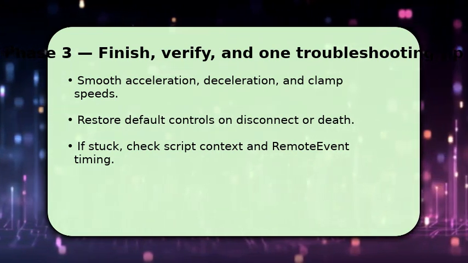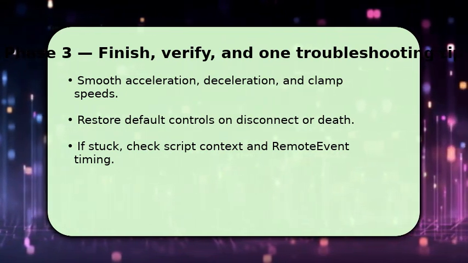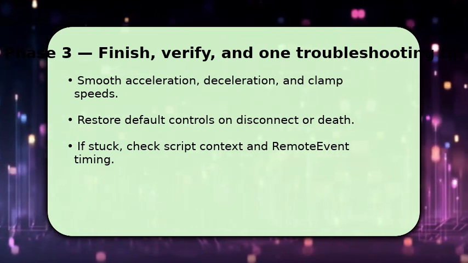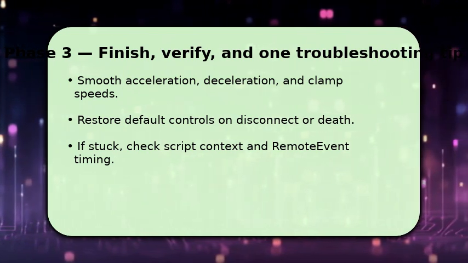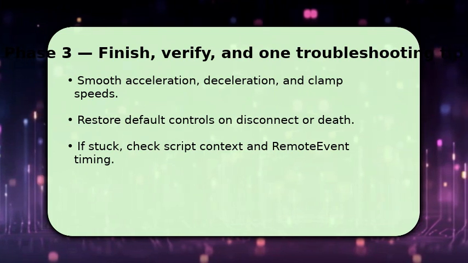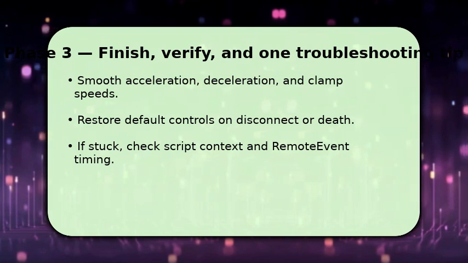For networking, consider remote events for server validation if using velocity on root part. If things go wrong, like no movement, first check that the local script runs in starter player scripts, confirm character exists, and ensure input bindings are active rather than blocked by GUI capture.